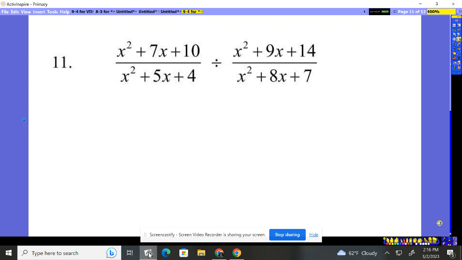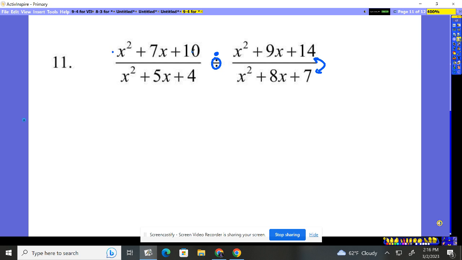Number 11, big division problem here. Well, remember, we're going to change this to multiplication and flip these guys. We got a lot of factoring to do here. So let's start with this guy. What two binomials multiply together to give us this trinomial?